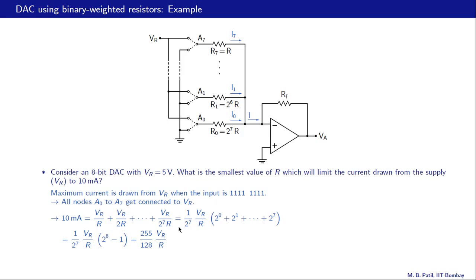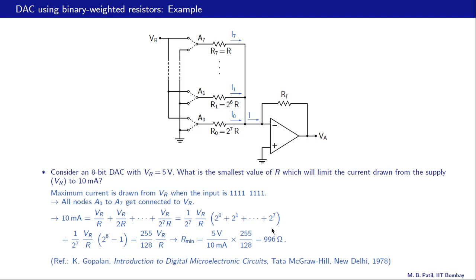And we can take VR by 2 raised to 7R common and get 2 raised to 0 plus 2 raised to 1 plus 2 raised to 2, etc. up to 2 raised to 7. And this bracket turns out to be 2 raised to 8 minus 1, that is 256 minus 1. 2 raised to 7 is 128, so therefore we end up with 255 by 128 times VR by R, and that should not exceed 10 milliamps, and that gives us the minimum value of R.